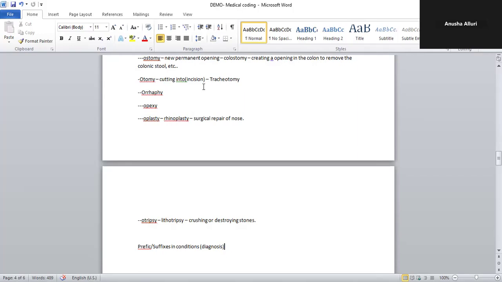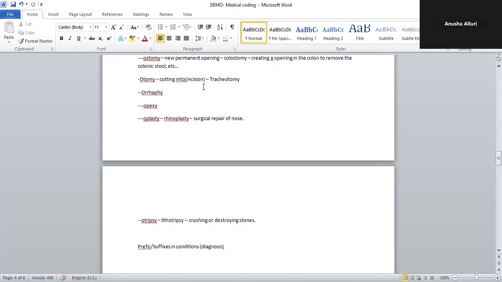Among suffixes in conditions, algia means pain, asthenia weakness, emia blood, iasis condition, itis inflammation. This is the most used term. Whenever we find the suffix itis, it means inflammation of the body part. Appendicitis: what is the meaning? It is the inflammation of the appendix. Lysis means destruction, breakdown. Hemolysis is the breakdown of blood cells. Hemolytic: lytic means destroy, breakdown. Almost the same.